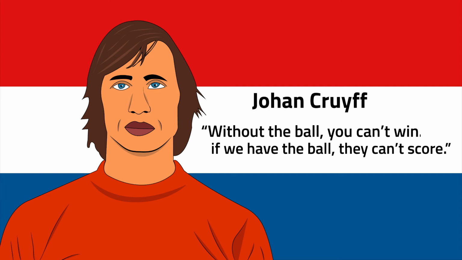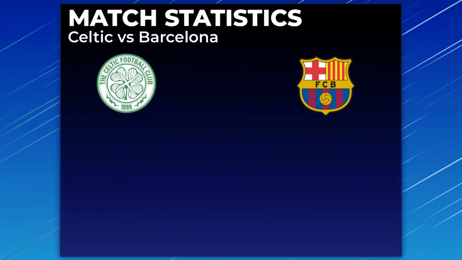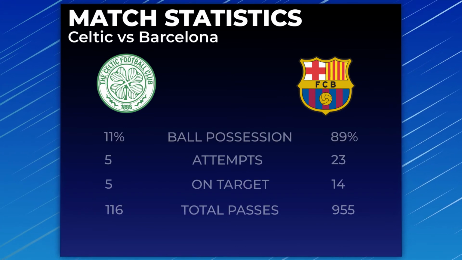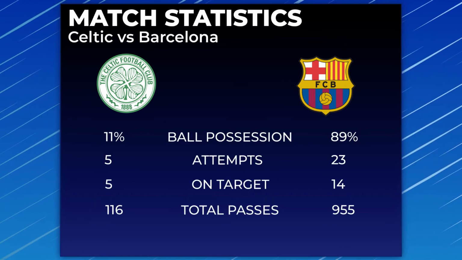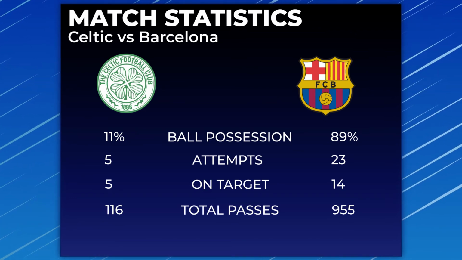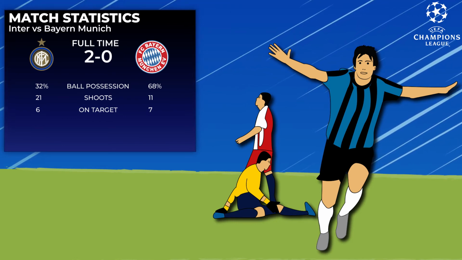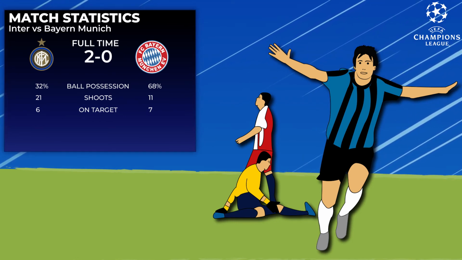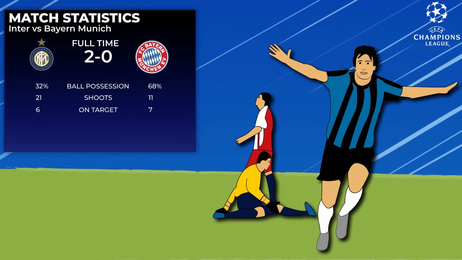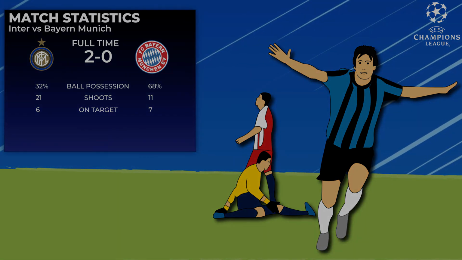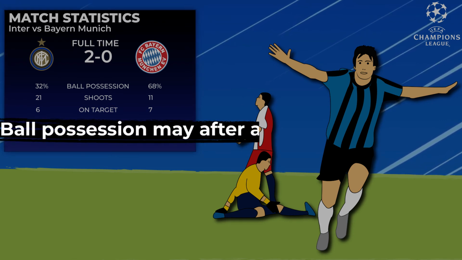However, if a team had a higher ball possession percentage, it doesn't mean they can win the game. Do you remember an iconic UCL game, Celtic against Barcelona? Barcelona had 89% ball possession and Celtic only had 11% ball possession in that match, and yet Barcelona lost the game. Or the UCL final in 2010, Inter up against Bayern Munich, with Inter only having 32% ball possession, but still managing to win the game. We can come to a conclusion that ball possession may after all not mean anything.